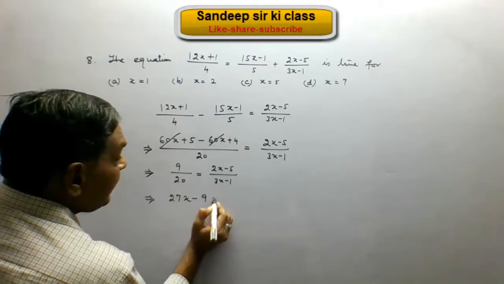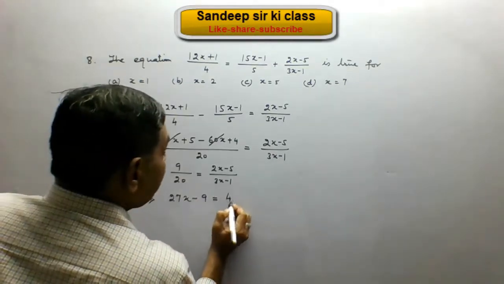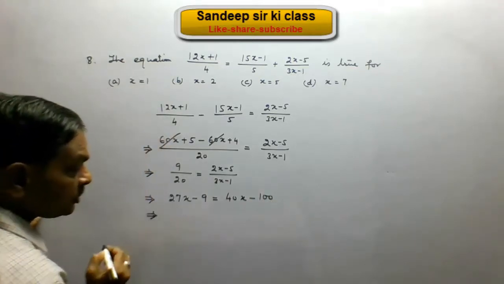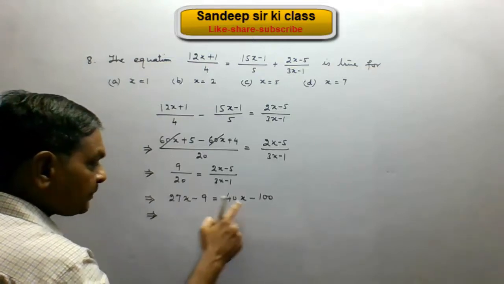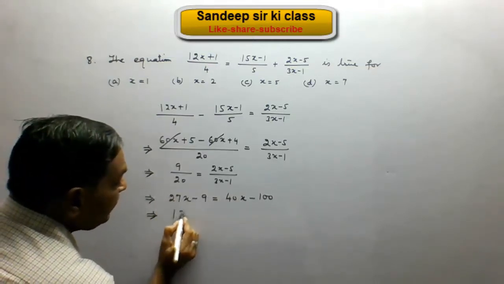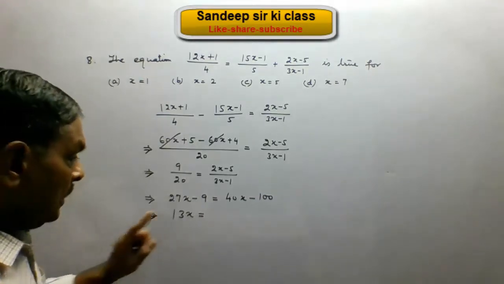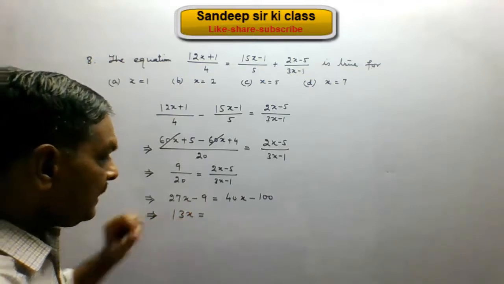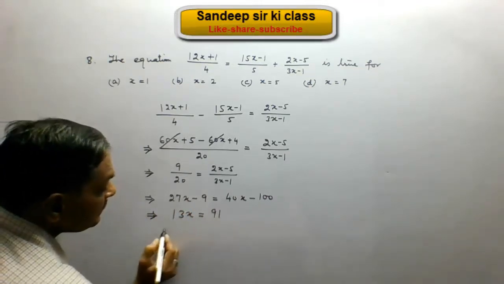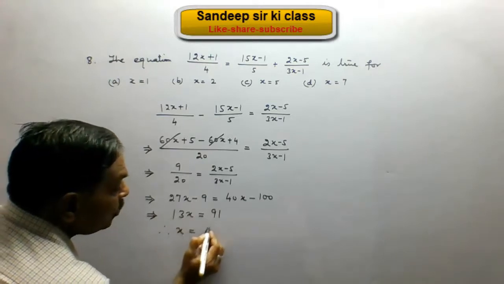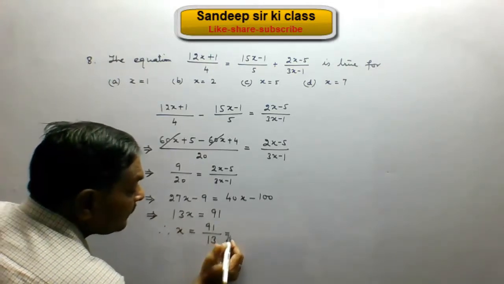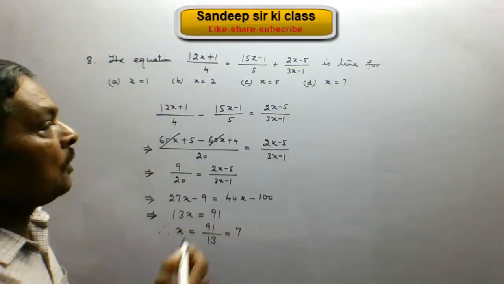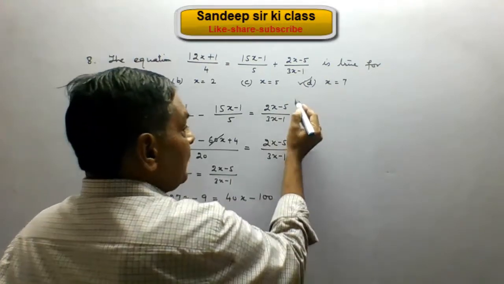27x minus 9 is equal to 40x minus 100. Transpose. So 40x minus 27x will be 13x. This is equal to 100, which when it comes here will become positive, 100 minus 9 is 91. Therefore, x is equal to 91 upon 13, which is 7. So the value of x is 7. Our option D here is correct.